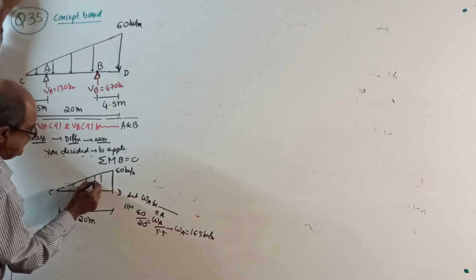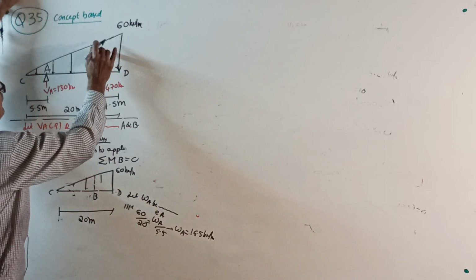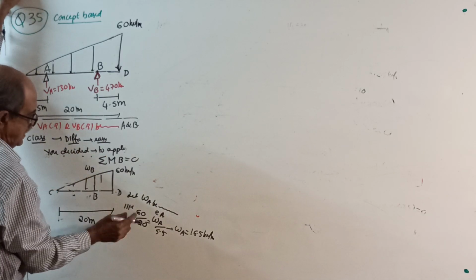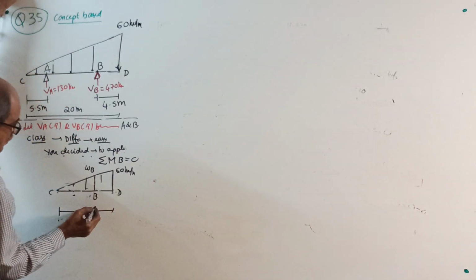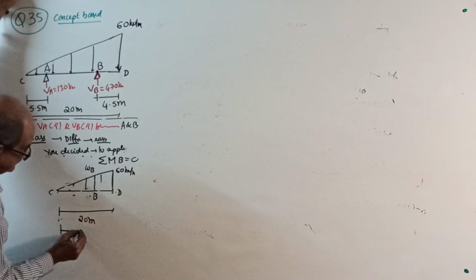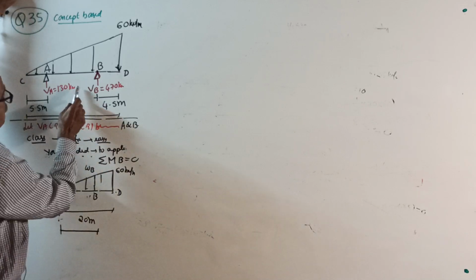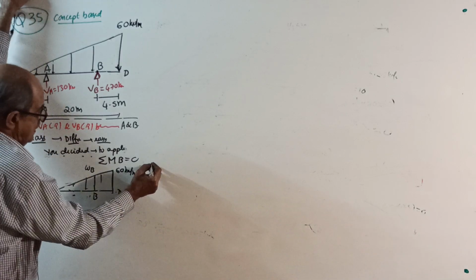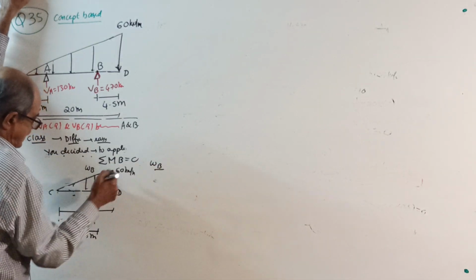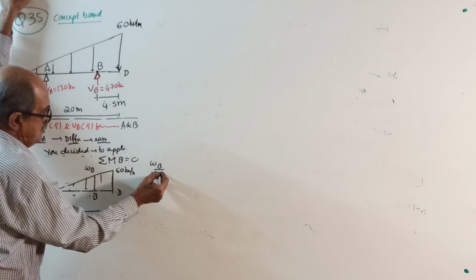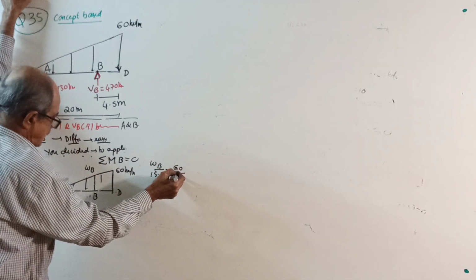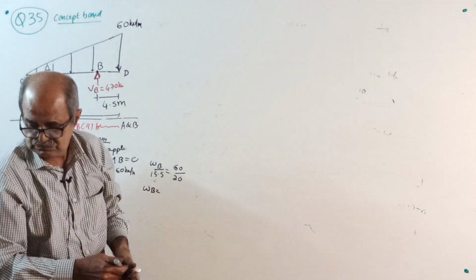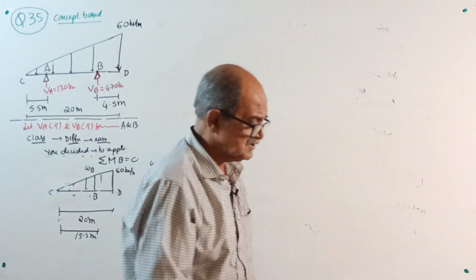You require the intensity at B, because that side, this side, you are splitting. So this is W at B. From similar triangles, now you require this distance, 5.5 plus 10 meter, 15.5 meter. Then W at B divided by 15.5 equal to 60 divided by 20. W at B will come. See, easy solution at last.